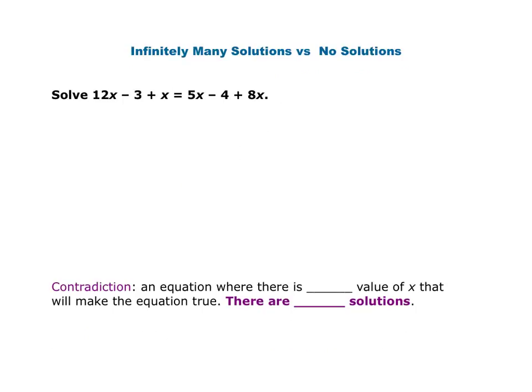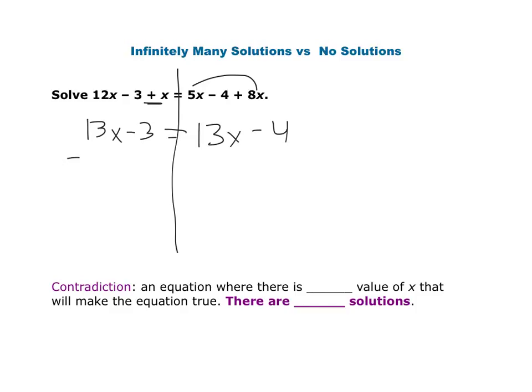So let's look at another example. So I'm going to combine like terms. 12x and a positive x is going to give me 13x minus 3. Here we're going to add 5x plus 8x, which is also going to be 13x, but it's going to be minus 4. If I subtract 13x from both sides, these cancel out and I'm left with negative 3. These cancel out and I'm left with negative 4.